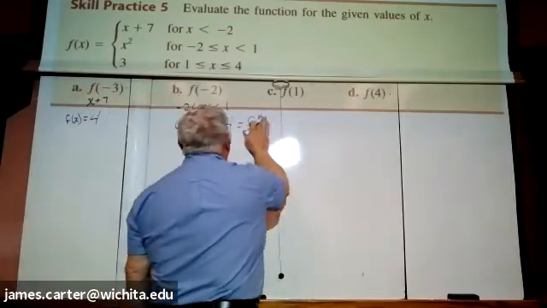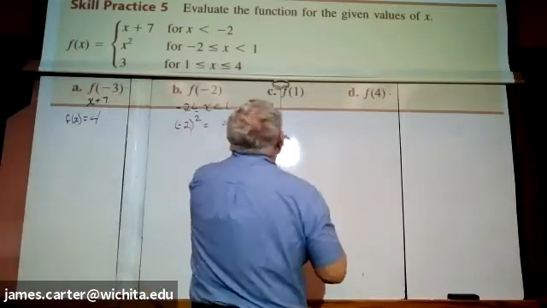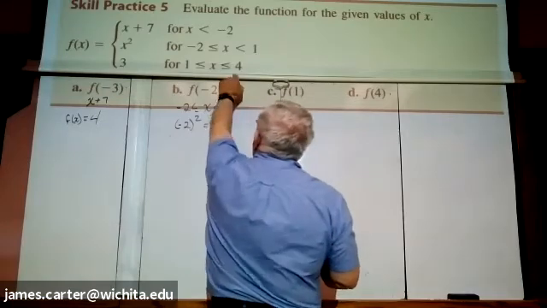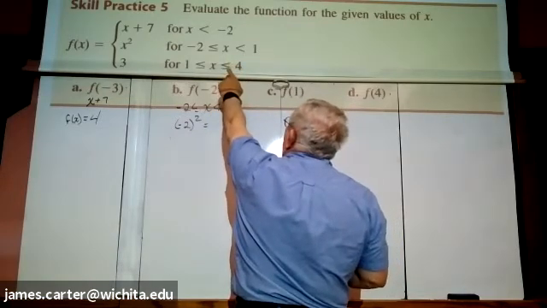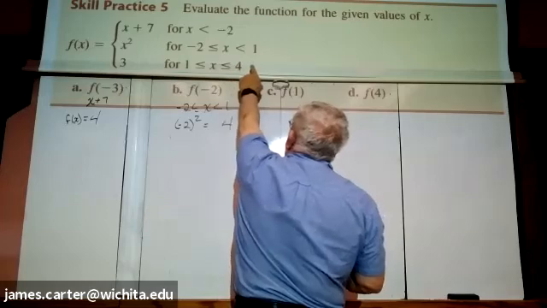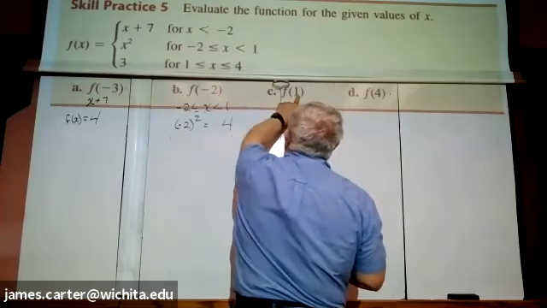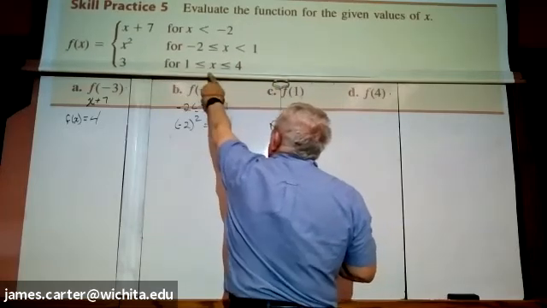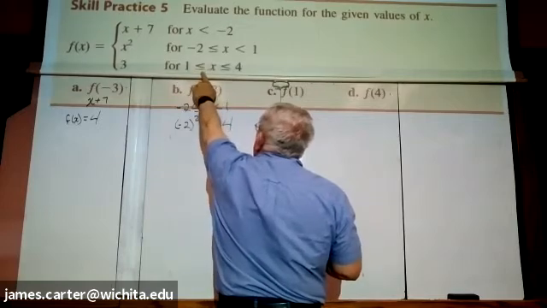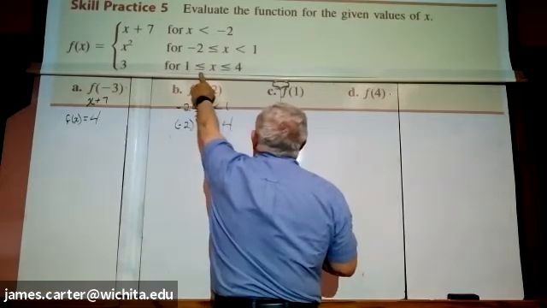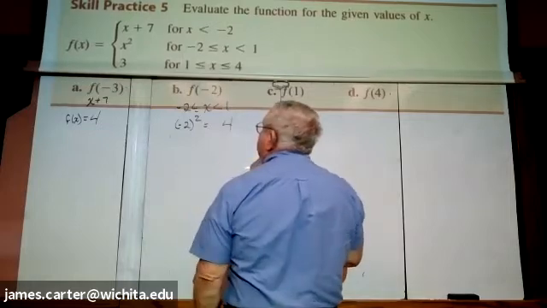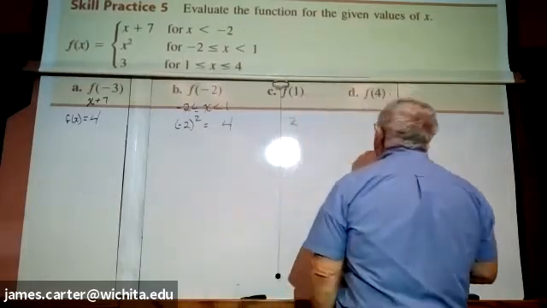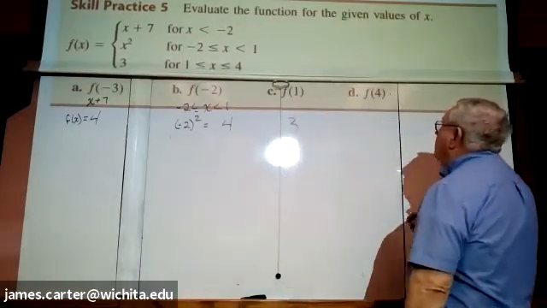Okay, the next problem. If x is 1, won't work on the top one. Won't work on this one because this is less than and that's equal. And this one it will work on. So we can try this one. And the answer is simply going to be 3. Part of a horizontal line.